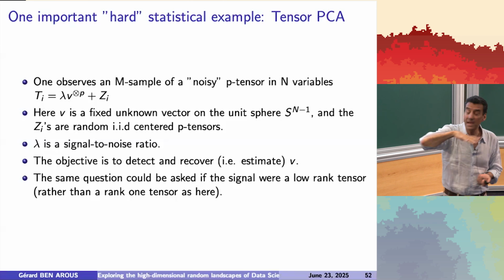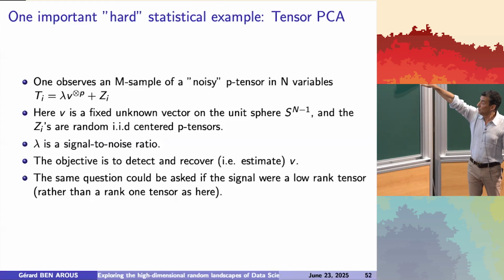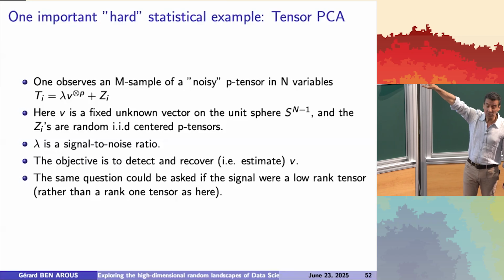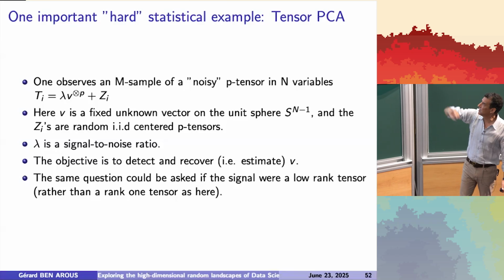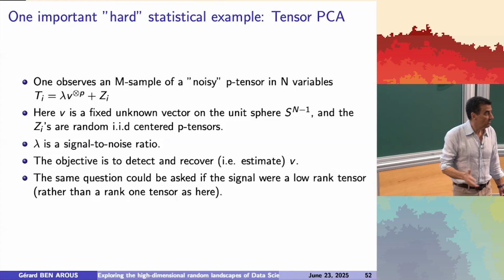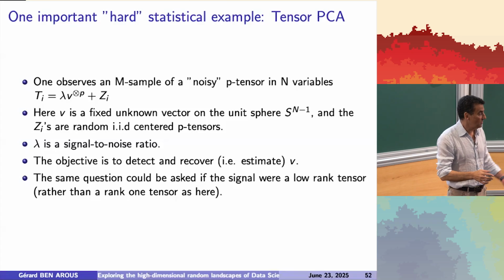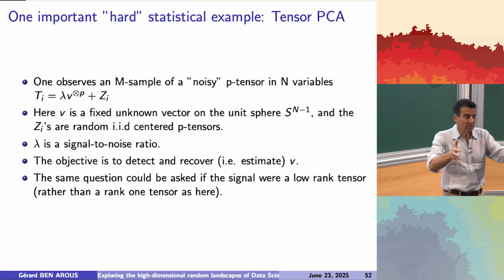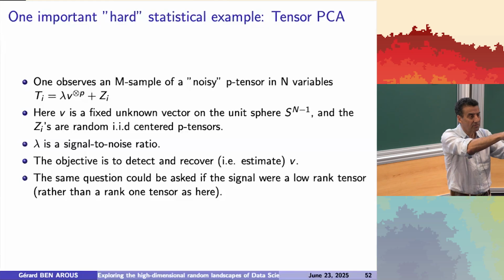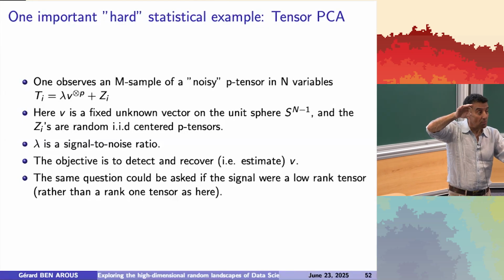That's what you want to find. And then what you have access to are those tensors, which is this vector plus noise. The Z's are noise, let's say IID centered tensors, Gaussian. I give you a sample of tensors where you have noise everywhere, but there's this signal somewhere.